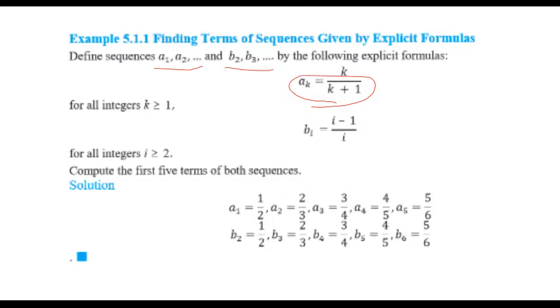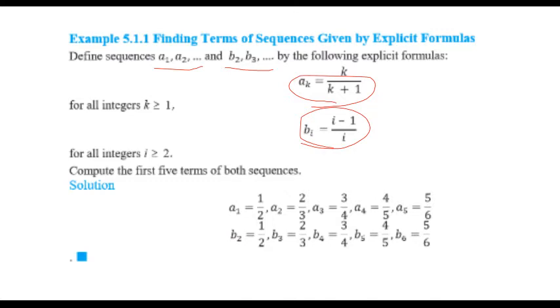So the first term starts at integer 1, so the first term is a1, and for b we have b sub i equal to i minus 1 over i for all integers i greater than or equal to 2. So the index of the first or initial term is 2, not 1. In a sub k, the initial term has a subscript of 1, but for the second sequence, we start at integer 2.